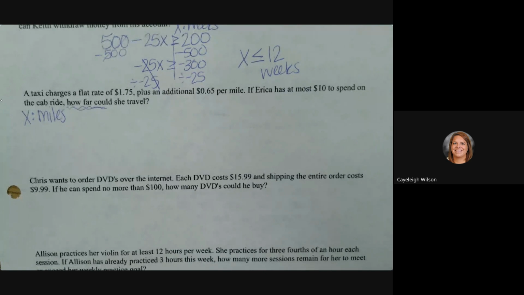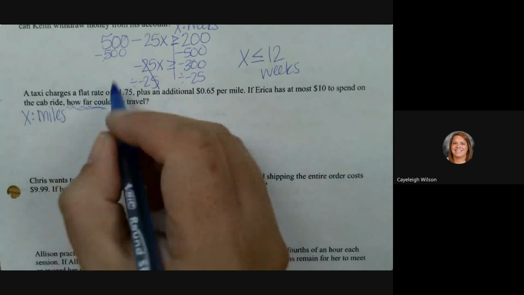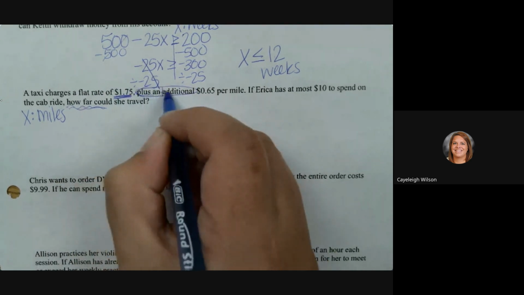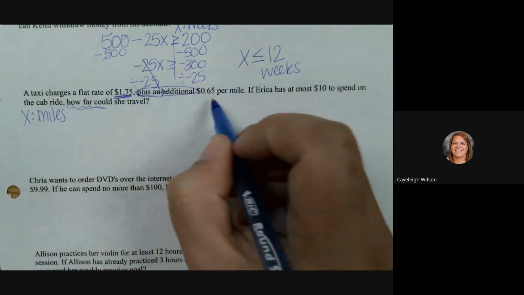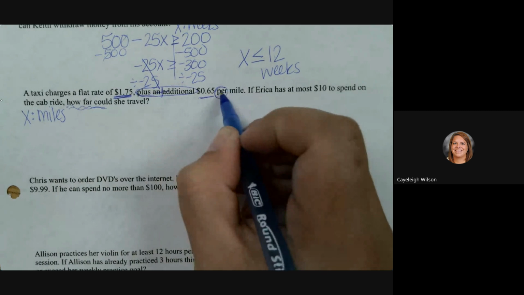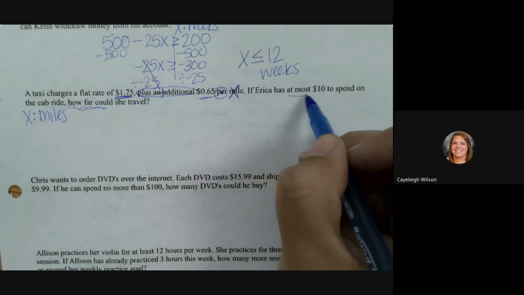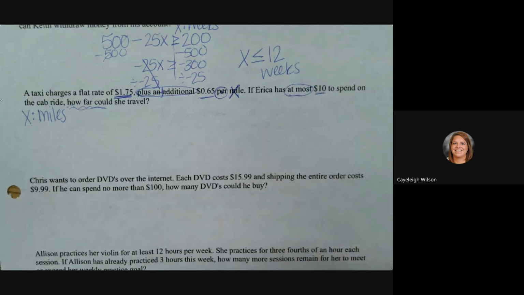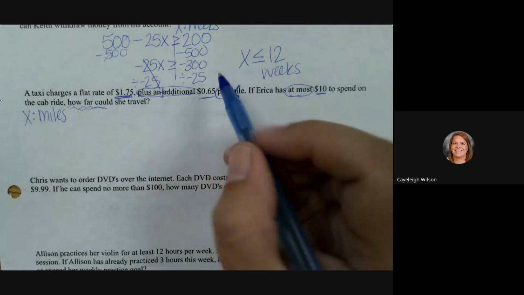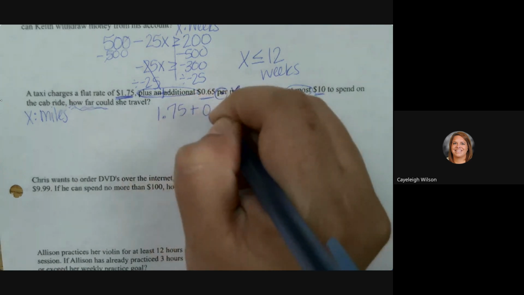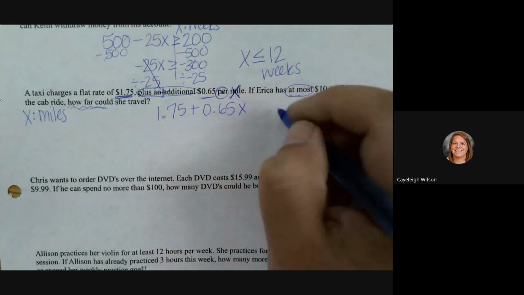All right. So it says the taxi charges a flat rate of $1.75 plus an additional. So there's my plus sign. 65 cents per is multiplication. Miles, there's where my X is going to go. That she has at most $10 to spend. So that's going to be my inequality part. So $1.75 plus the 65 cents per mile is at most $10.